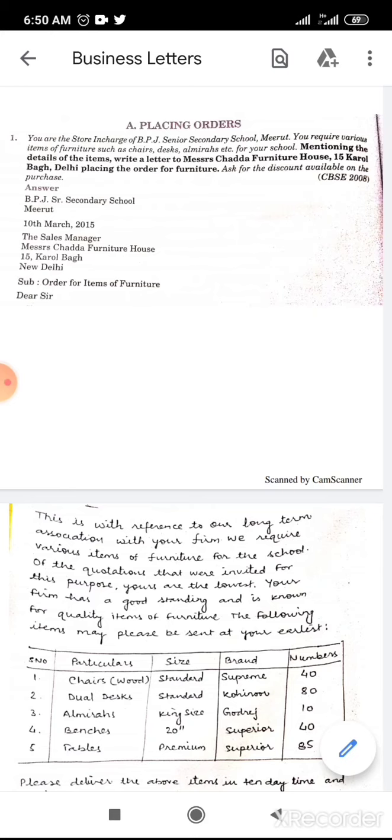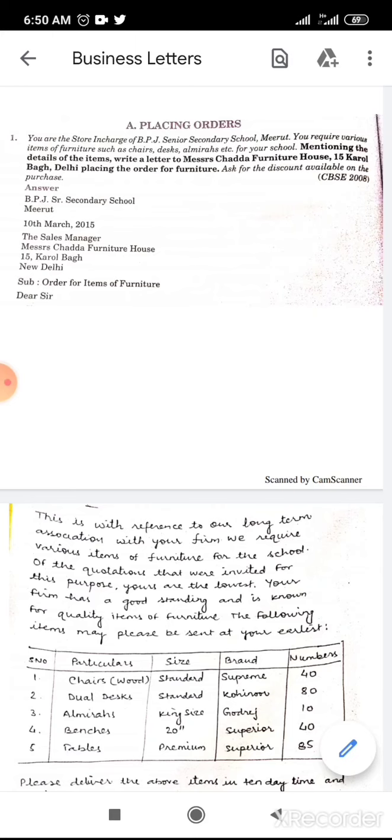It means the item that you require is furniture. Ask for the discount available on the purchase. So this is the question. It has also been asked in CBSE 2008. It's quite an important letter for your board examination. So you have to start by writing the address of the writer or the sender. From the question itself, you have to know who the sender is. When you read it, you can easily trace that the store in charge of BPJ Senior Secondary School is the writer of this letter.